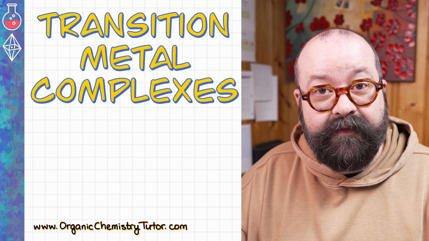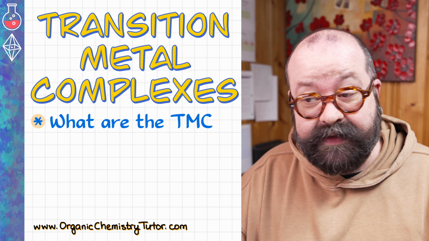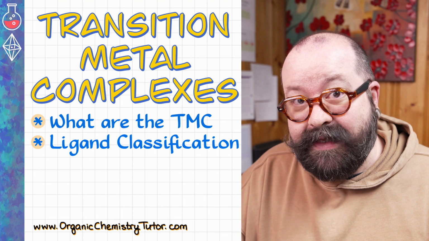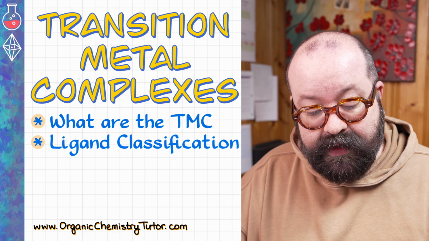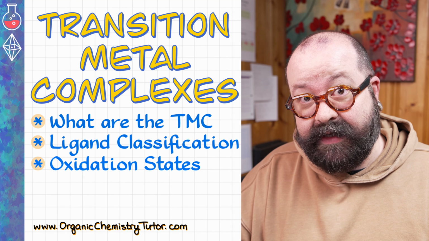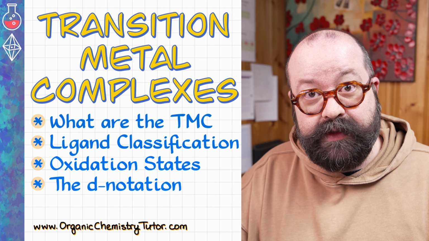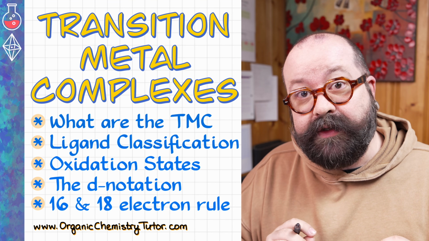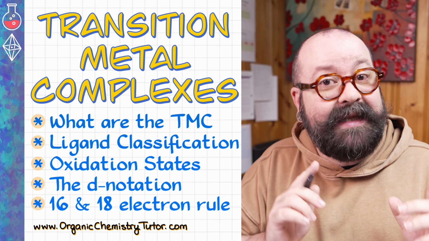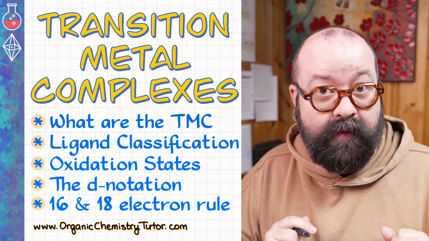So within the scope of this video we're going to talk about what the transition metal complexes are, the different ligand classifications that we are going to be using for those complexes, the oxidation states and how to find the oxidation state, what is the D notation and how we are going to use that, and finally we're going to talk about the 16 and 18 electron rules and how those are important for transition metal complexes.